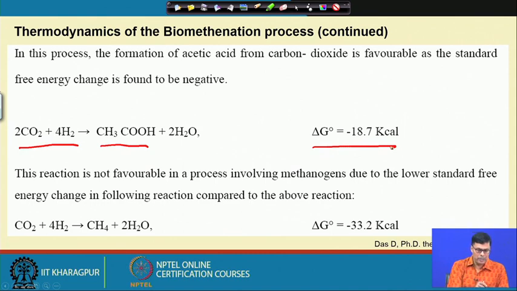Now, when carbon dioxide and hydrogen form methane and water, the free energy change is minus 33.2 kilocalories. That means carbon dioxide and hydrogen are most favorable for the production of methane rather than for the production of acetic acid.